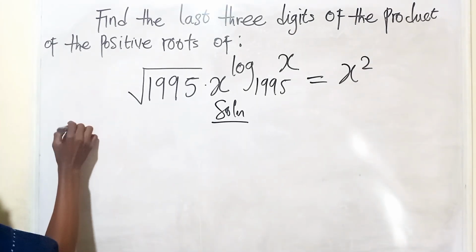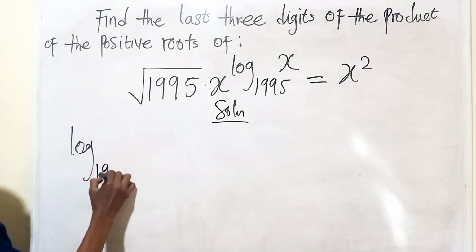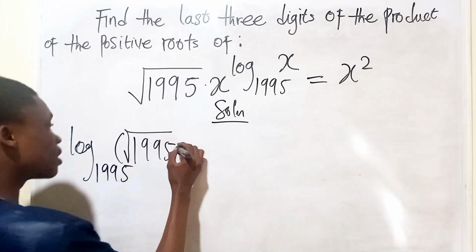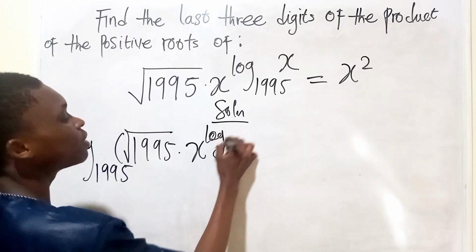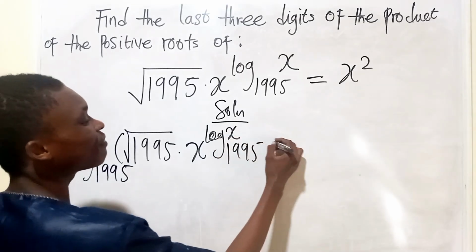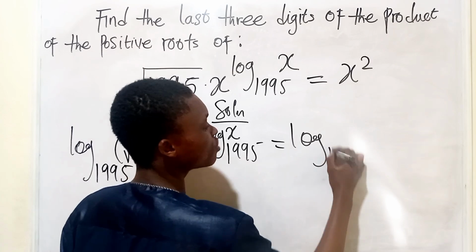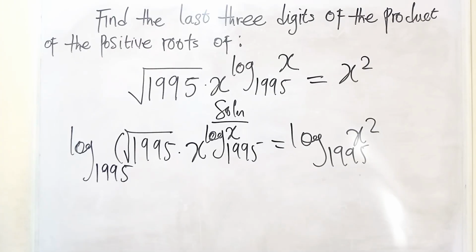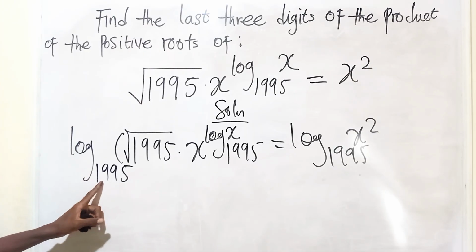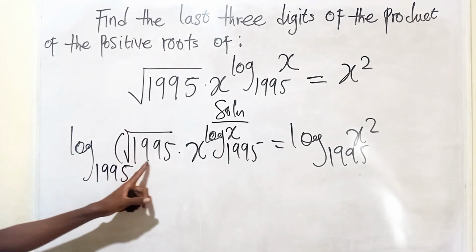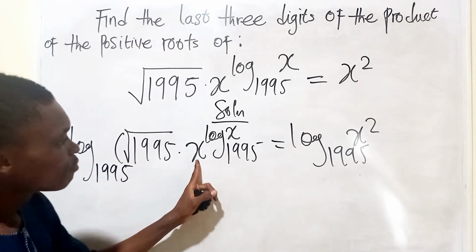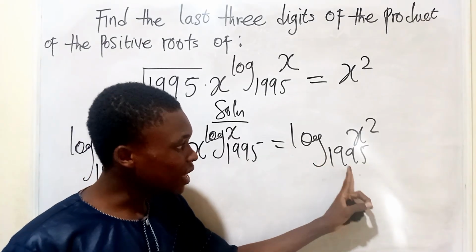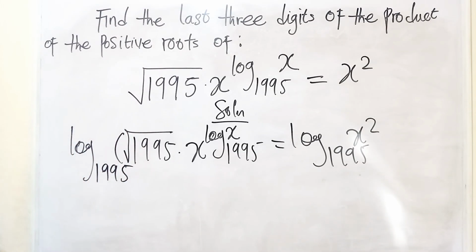From here, we are going to say this is log base 1995 of the square root of 1995 multiplied by x to the power log x base 1995 equals log base 1995 of x squared. So what next? What are we doing here?